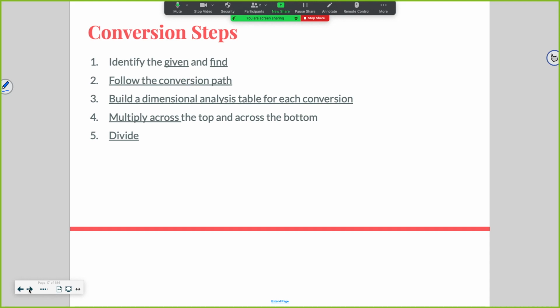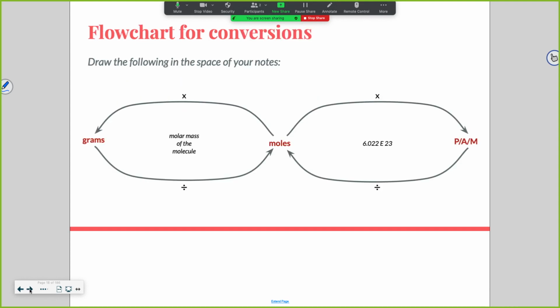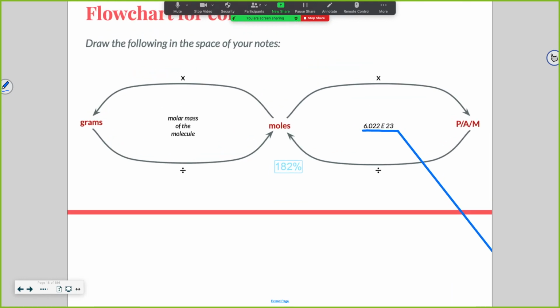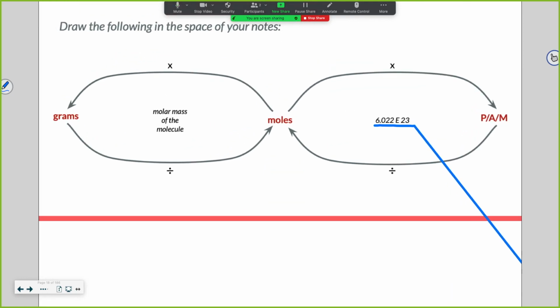All right, so let's take a look at what flow chart it's talking about. We've talked about moles, right? Before we look at anything else, just look at it before we start drawing. We've talked about moles, right? And we know there's how many particles in a mole? 6.022 E23. There we go.